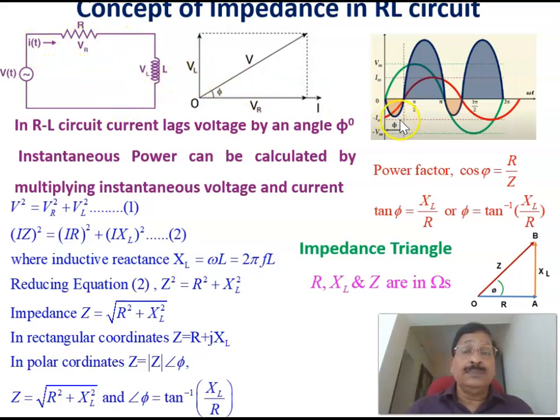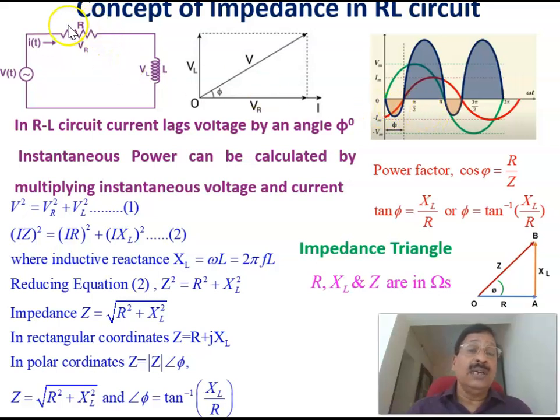And if you see the corresponding instantaneous voltage and current, this is the instantaneous voltage. And of course, we'll see that the current is lagging the voltage by a certain angle phi, which will be in between 0 and 90 degrees.